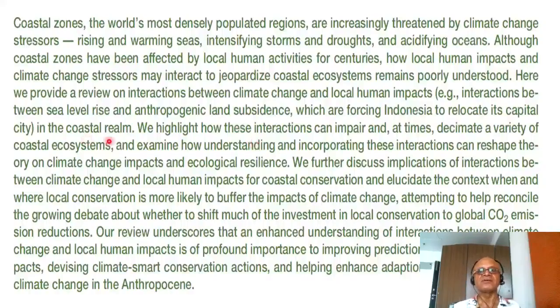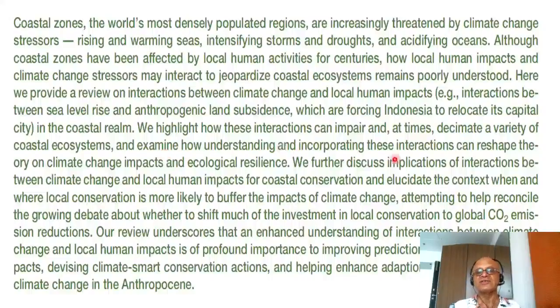So when you start withdrawing groundwaters at a very rapid rate, or you do other human activities like overloading the coastal regions with sediments and so on, then you can cause land subsidence or relative sea level rise. And Indonesia is a good example of that. So you have now local human activities superposing on global warming, or global warming superposing on local human activities.